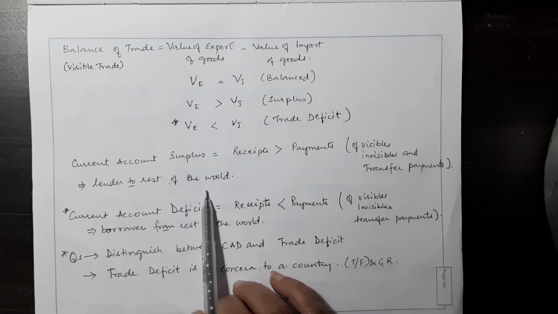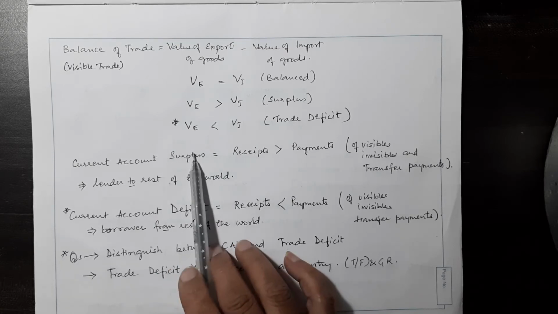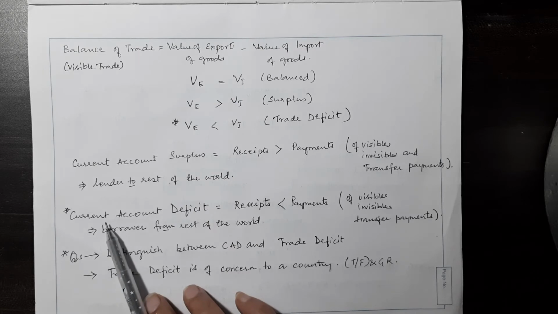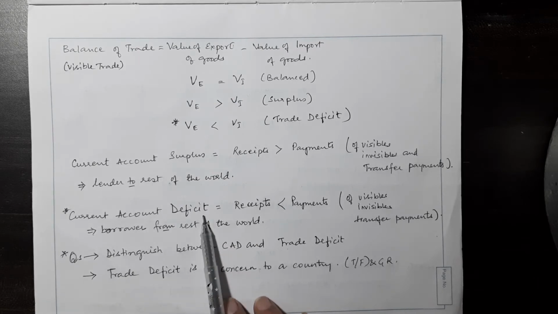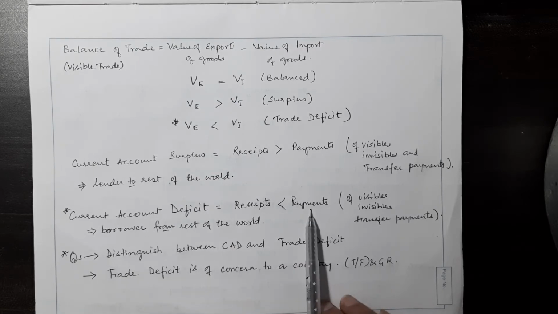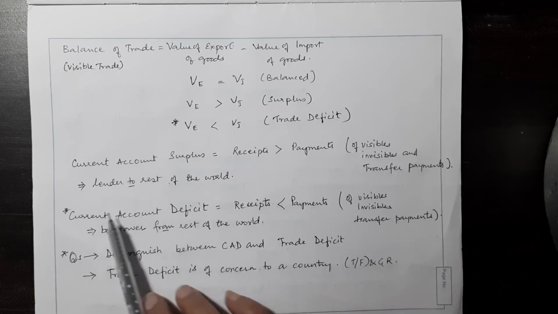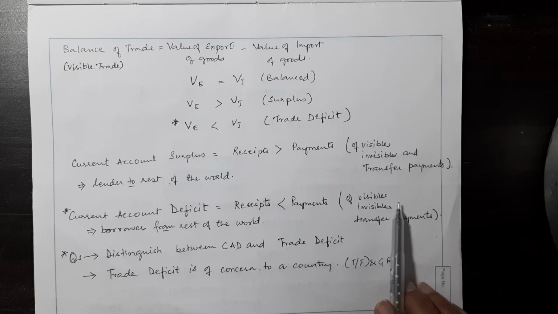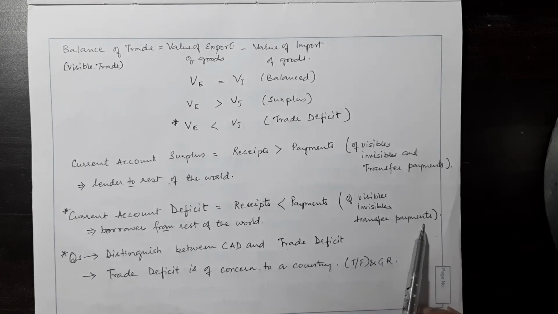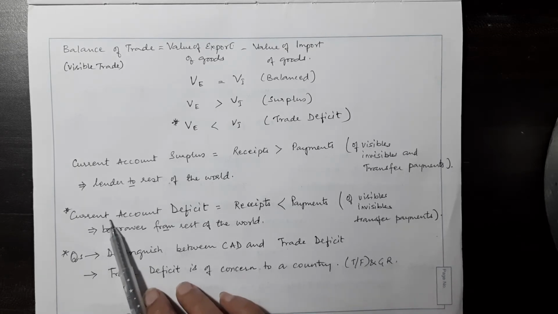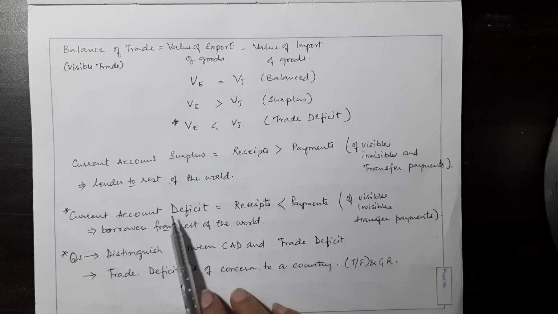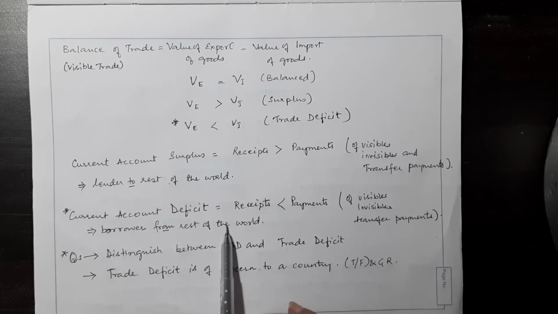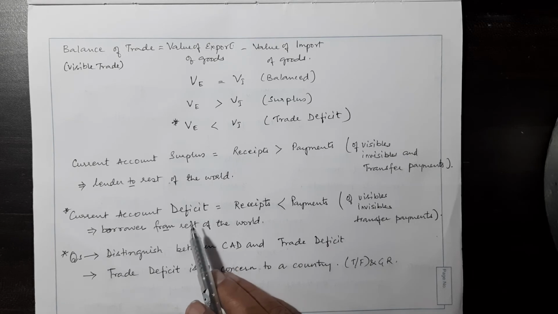So it can lend loans because it has a surplus. If there is a current account deficit, it would mean that the receipts are less than the payments. Since we are dealing with current account, again we talk about the visible goods, invisible services and the transfer payments. In case of the current account deficit, the country becomes a borrower from the rest of the world. So we need to take loans from the rest of the world.